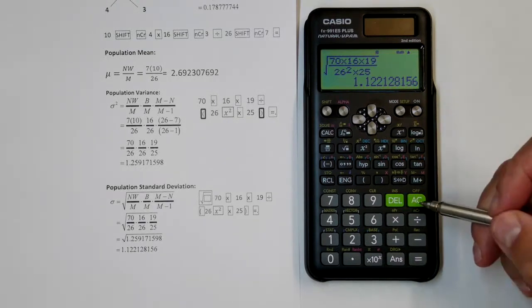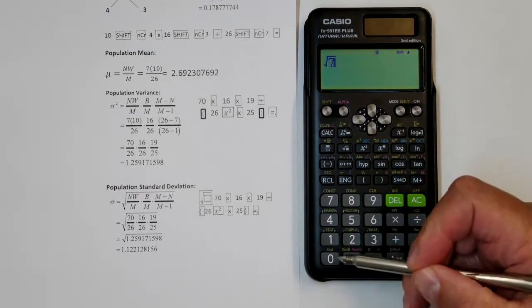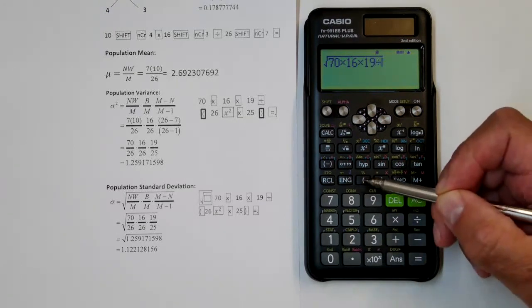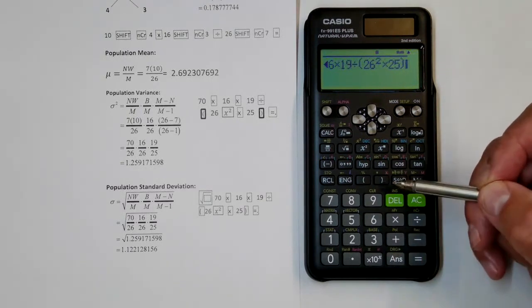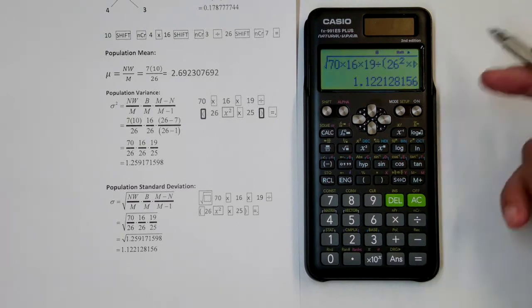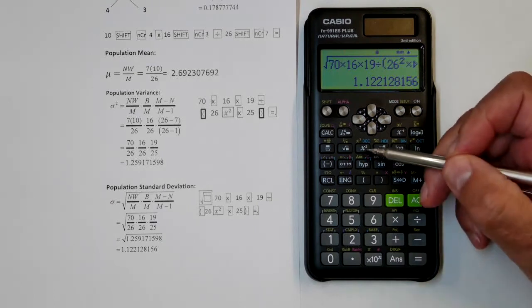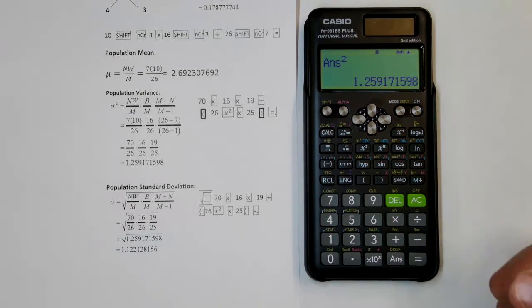A lot of times, instead of using the fraction key, I just go 70 times 16 times 19 divided by, in parentheses, 26 squared times 25, close parentheses, equals, and that gives you the same number. So I showed you a few ways that you could find both the population standard deviation, this number, or the variance. Remember how to get the variance? Just square that number and you got it. Just go S to D and you got it.